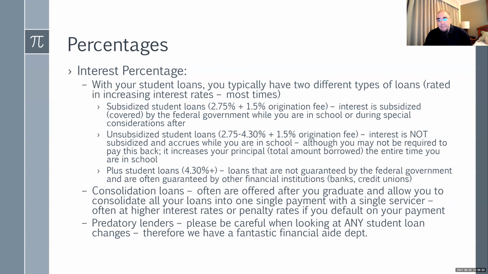Consolidation loans are often offered after you graduate and allow you to consolidate all of your loans. So let's say you have subsidized and unsubsidized and a PLUS loan. Sometimes you can combine all 3 of those loans into one consolidation loan, and you can end up with a lower interest rate overall, especially if your PLUS loans are a high interest rate.